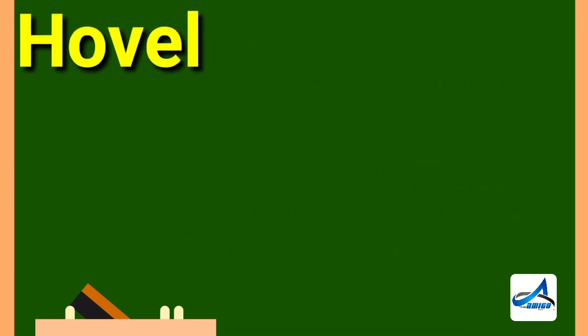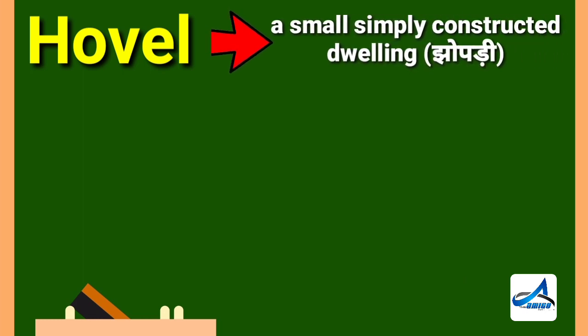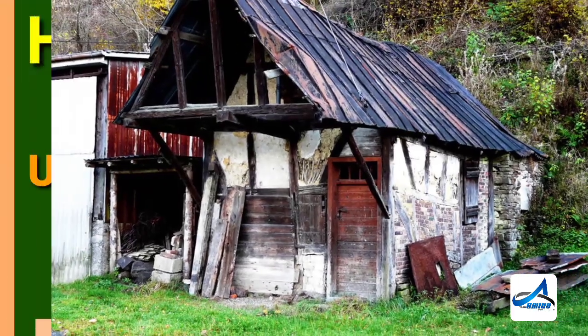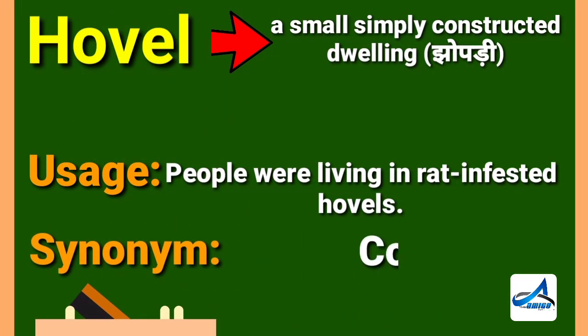The next word that I have for you is hovel. Hovel means a small, simply constructed dwelling. Its Hindi meaning is jhopdi. Now look at its sentence. People were living in rat-infested hovels. Its synonym is cottage.